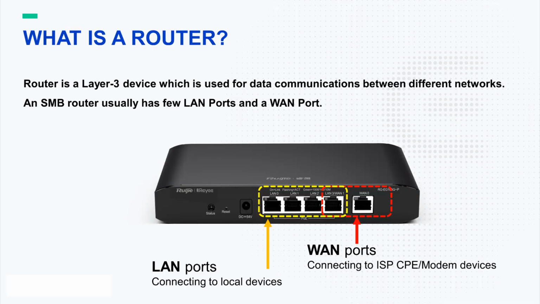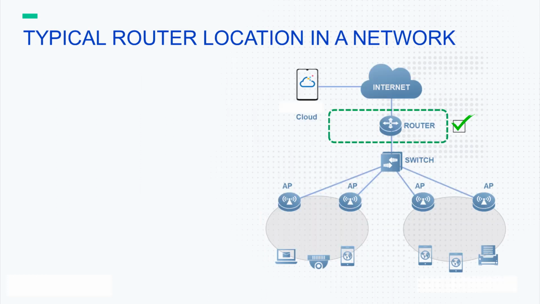So this is the basic difference between a switch which works on layer 2, which works on MAC addresses, and a router which works on layer 3, which works based on the IP addresses. A router usually has many ports. It has few LAN ports and it has one or multiple WAN ports as well. For example, a Ruji router has been shown here in this picture, which has 4 LAN ports and 1 WAN port.